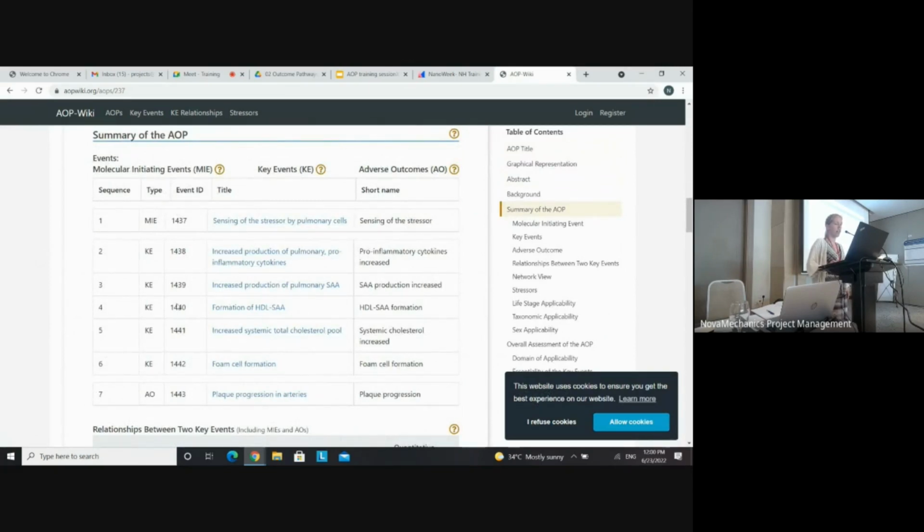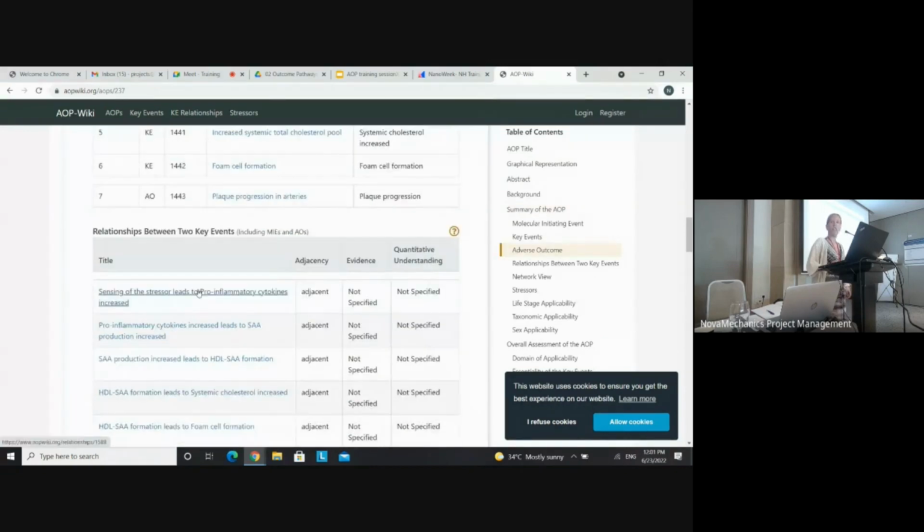So if you wonder whether this is linked to other things, then you can click on the specific, for example, key event, and that will show you all the AOPs that this key event is related to. May I ask one thing? You have just mentioned this is under development and shall not be cited. What does it exactly mean?